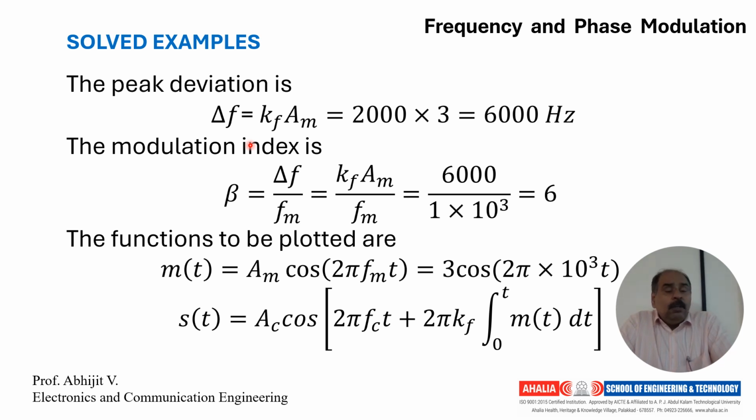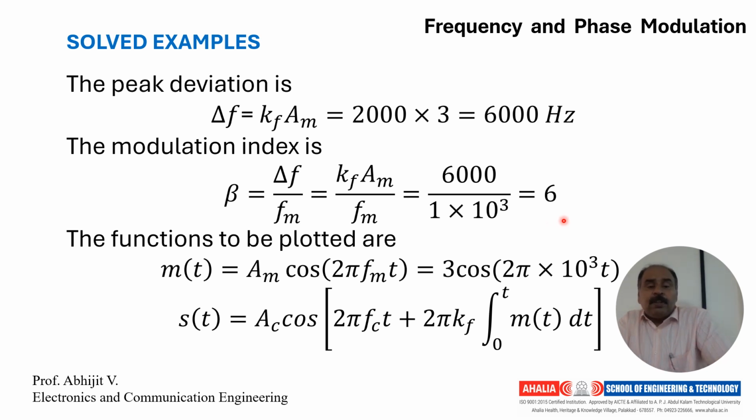So from that we have found out the modulation index beta, like the previous problem we have done. So delta F by Fm is 6000 by 1 into 10 raised to 3, that is equal to 6.